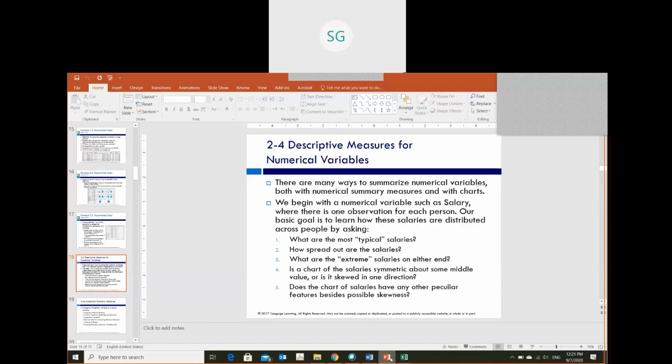Okay. So now let's go to the numerical variable. We can report our numerical variables through numerical summary measures, charts, and tables. For example, when we want to see the salaries of the baseball players, we want to know what is the typical salary, how spread out are the salaries, what are the extreme values in that data set, and we want to know about skewness, etc.